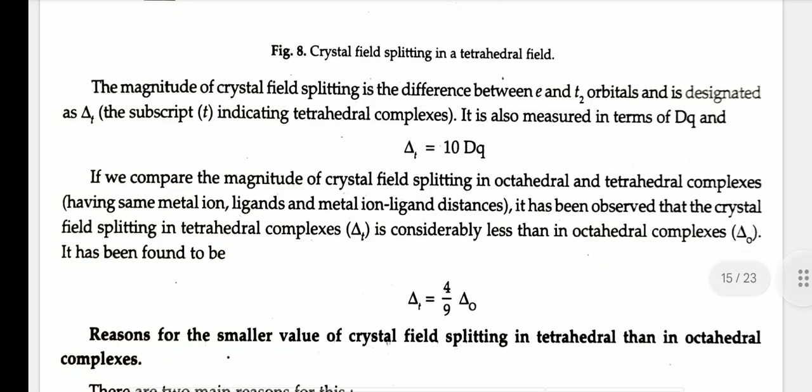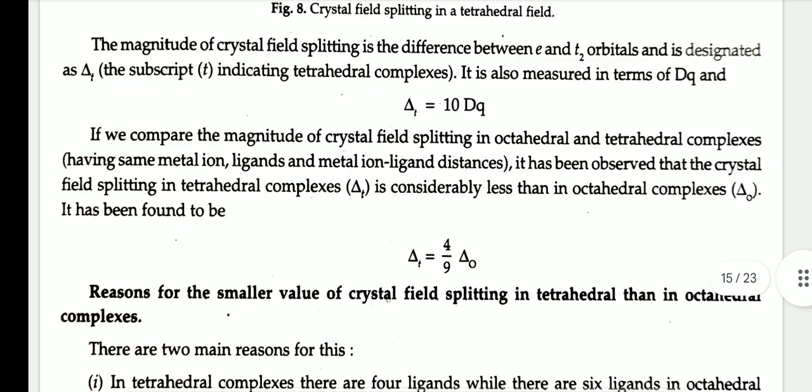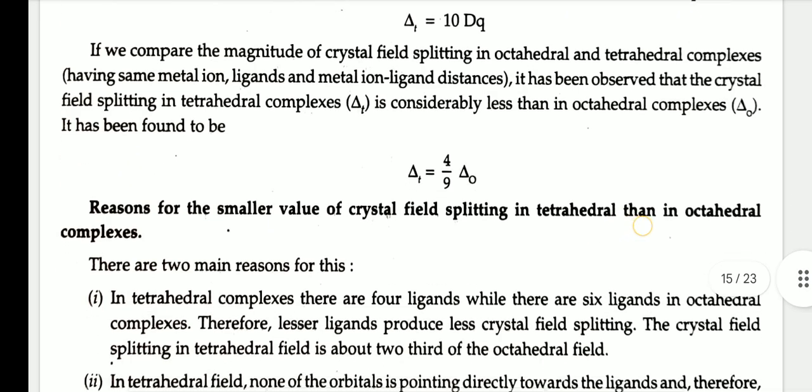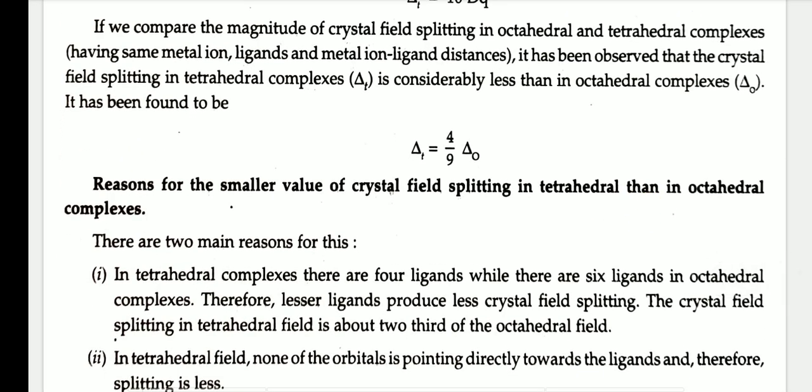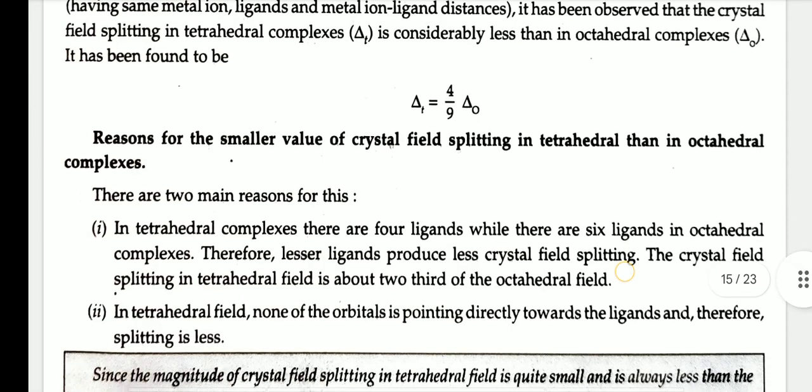If we compare the magnitude of crystal field splitting in octahedral and tetrahedral complexes having the same metal ion, ligands and metal ion-ligand distances, it has been observed that the crystal field splitting in tetrahedral complexes is considerably less than in octahedral complexes. It has been found that delta T is equal to 4/9 delta O. Note: reason for the smaller value of crystal field splitting in tetrahedral than in octahedral complexes.